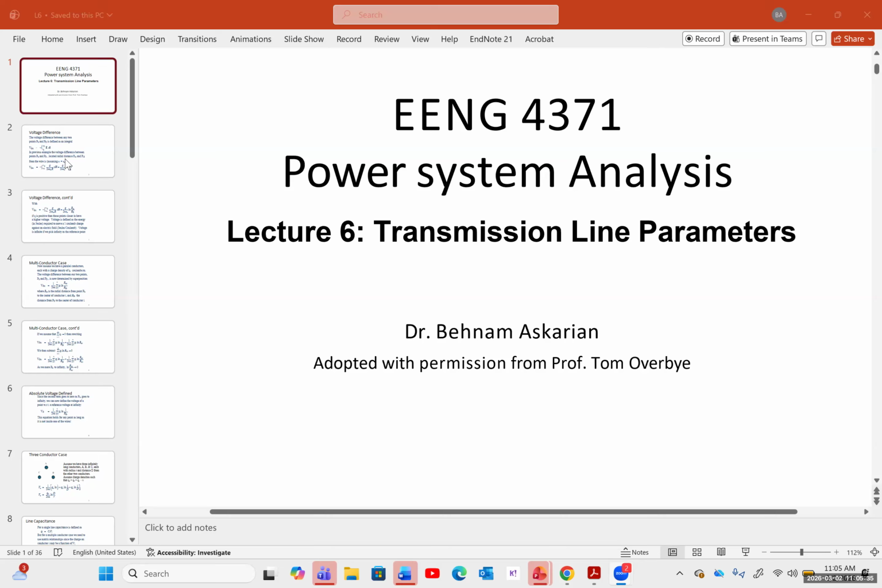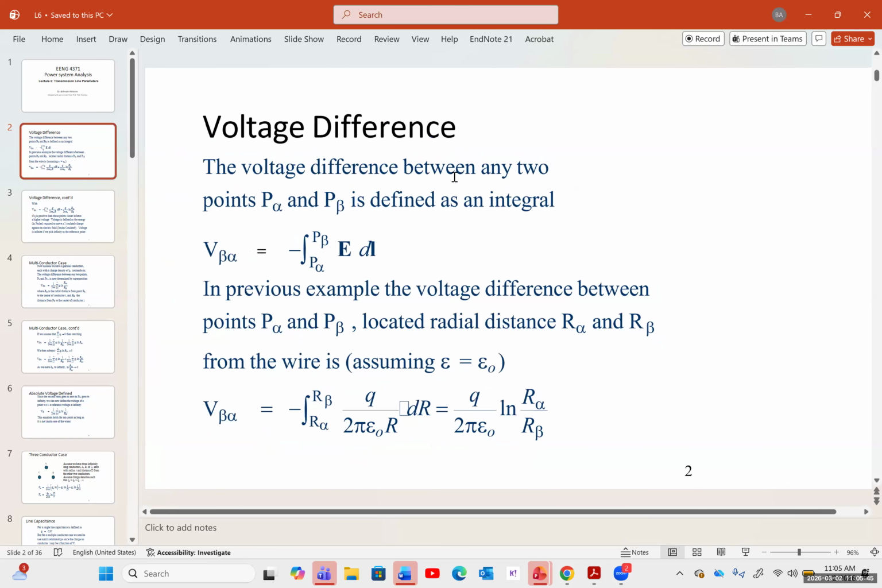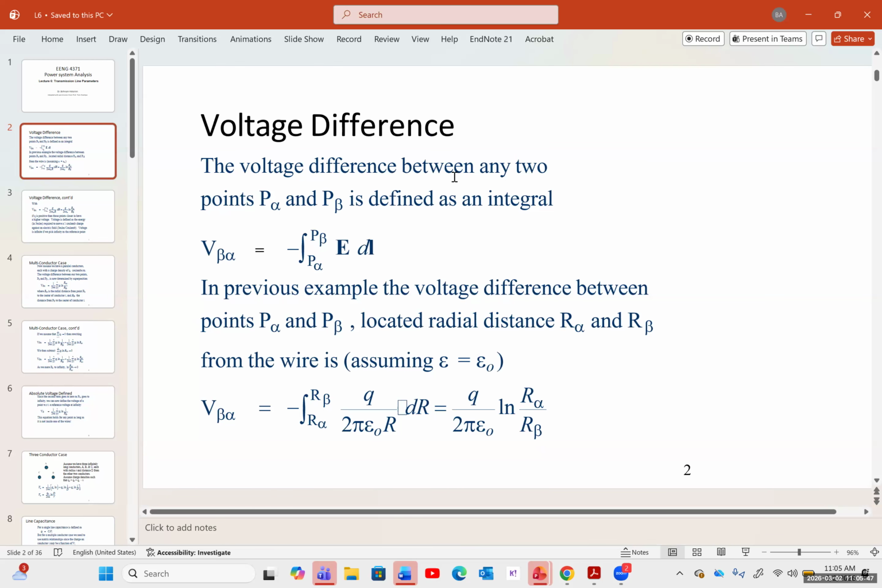So we will start again with line transmission and line capacitance. For that, we need to first find the voltage difference or the voltage of a line. So the voltage difference between any 2 points, P alpha and P beta, is defined as an integral. So the voltage V beta alpha is the negative integral from P alpha to P beta of E dot dl.